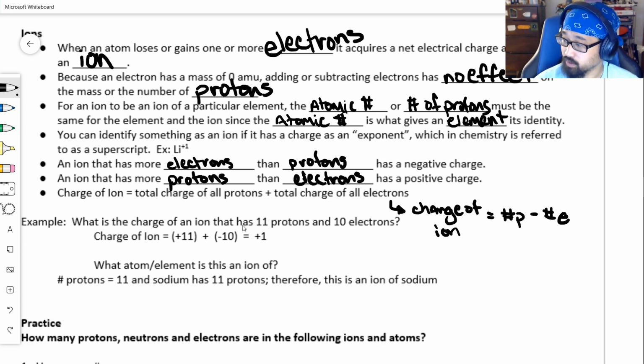So if you have an ion with 11 protons and 10 electrons, then by that logic, 11 minus 10 is +1. It's a +1 charge. And it's an ion of sodium. The reason it's an ion of sodium is because it has 11 protons, and sodium has 11 protons, so it must be sodium.